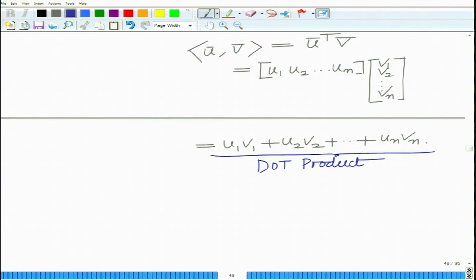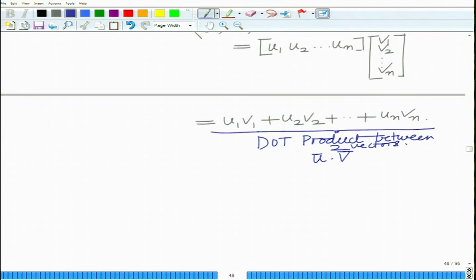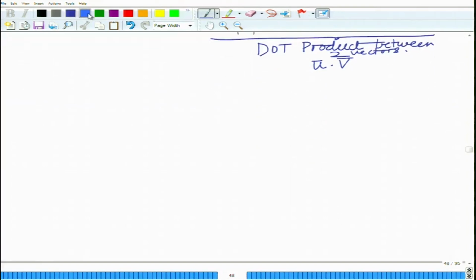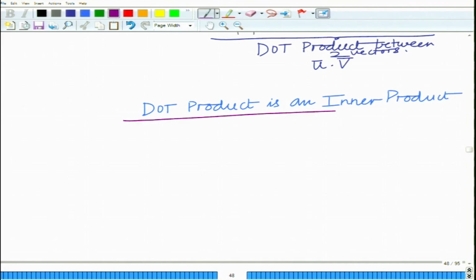All right. This is a standard dot product, which is also denoted by the dot operator, that is u bar dot v bar. Okay. This is the dot product between two vectors, in fact, more specifically two real n dimensional vectors. Now, we will show that the dot product is an inner product. Now that is very simple to see.